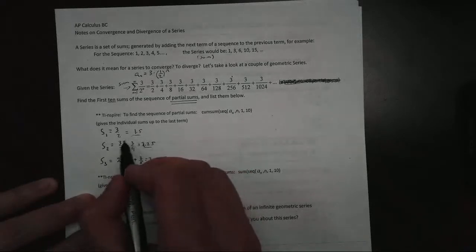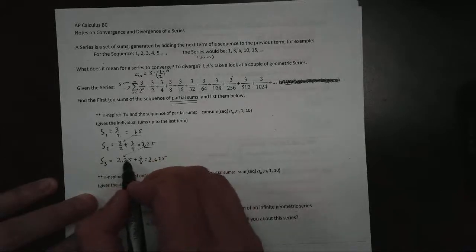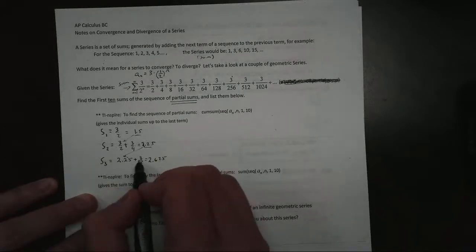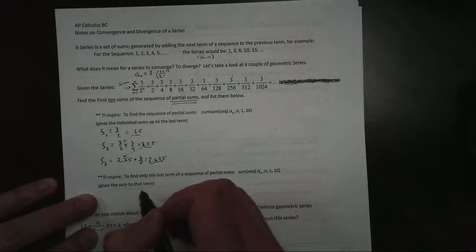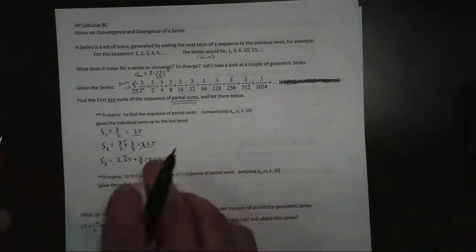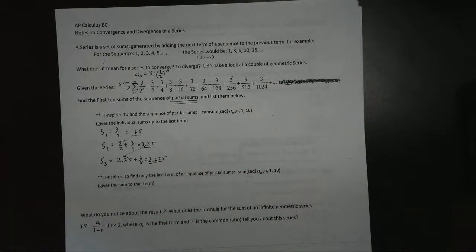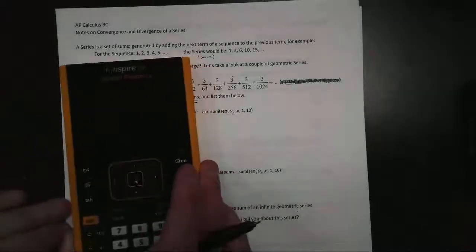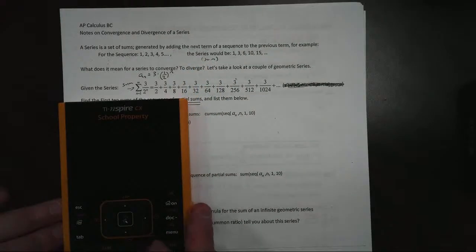Now after this, it gets a little bit chaotic, right? So remember, I'm just adding. I'm taking my previous sum, and I'm adding the next term. It gets a little bit chaotic. So to help us out with this, we're going to use our calculator here. So to do this on your calculator, this is what you type in. First, turn it on. Make sure your memory's cleared.